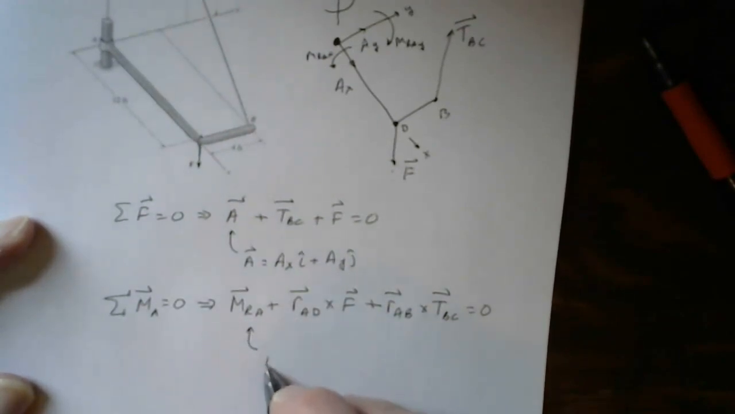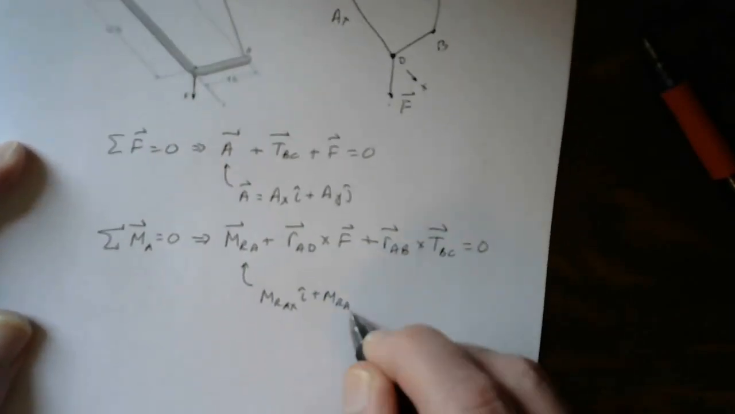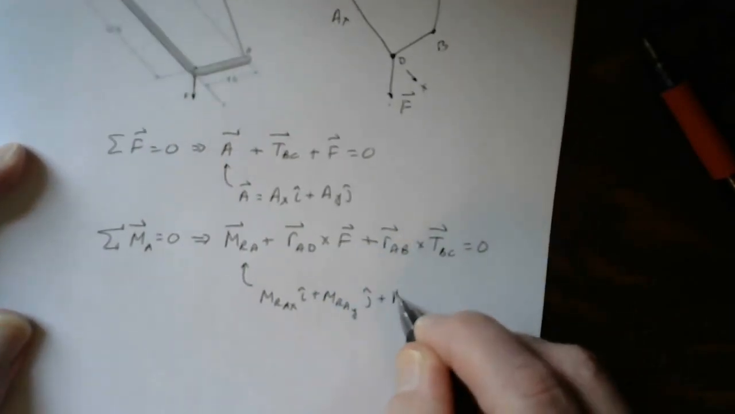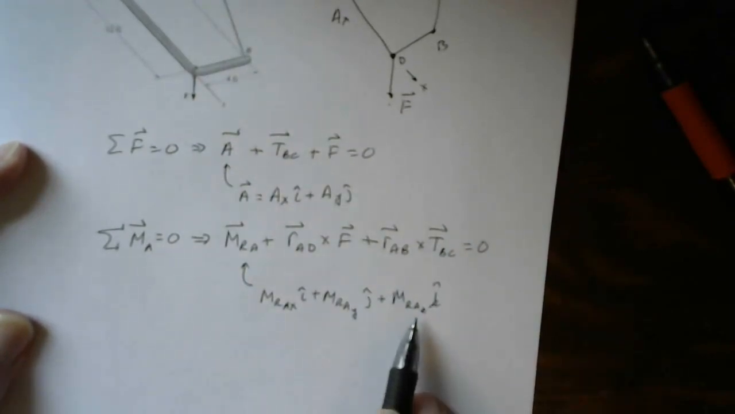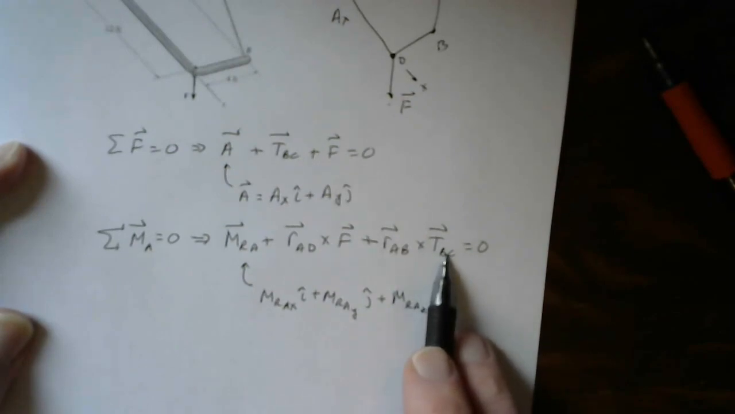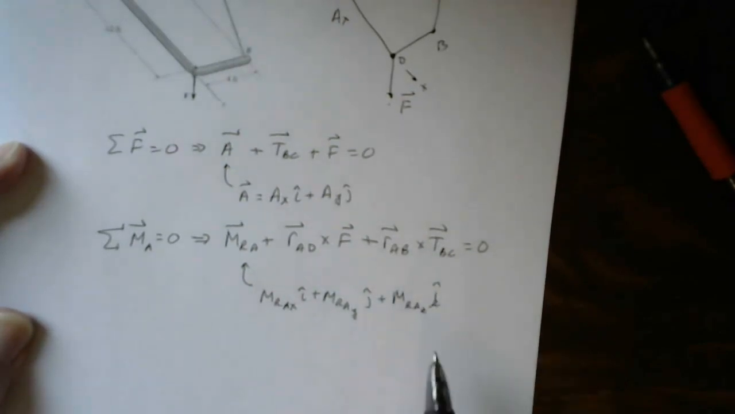MRA is a Cartesian vector, so it's MRAX i plus MRAY j plus MRAZ k. So there's 3 unknowns here, the 3 components of the reaction moment, and I also have 1 unknown here, the cable tension. So in the moment equation, there's 4 unknowns, and I only have 3 scalar equations that need to be satisfied. So I might get some of them, but I can't get them all, because there's 4 unknowns and only 3 equations.